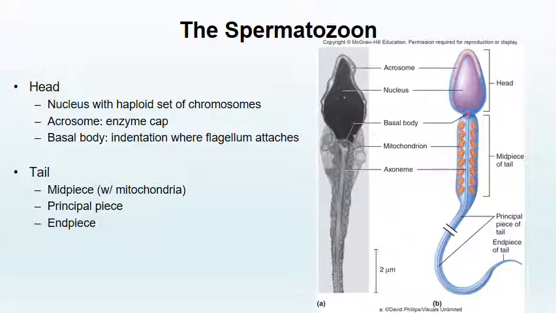Okay, and so here is just sort of our rundown of what the spermatozoon looks like, right? We all know sort of what the shape is. The nucleus just has one set of 23 chromosomes. Our acrosome, like I said, is enzymes. And then the body or the midpiece here is going to have our mitochondria and then our flagella for flapping around.